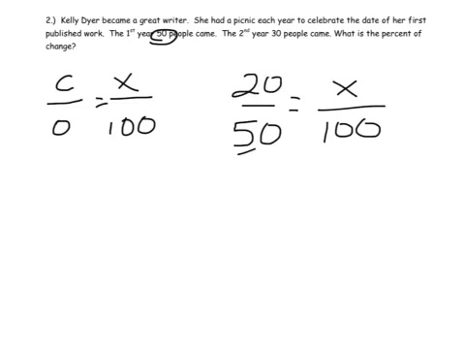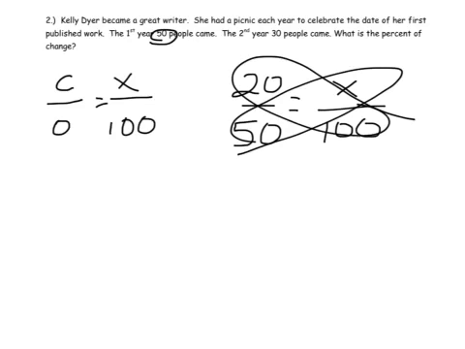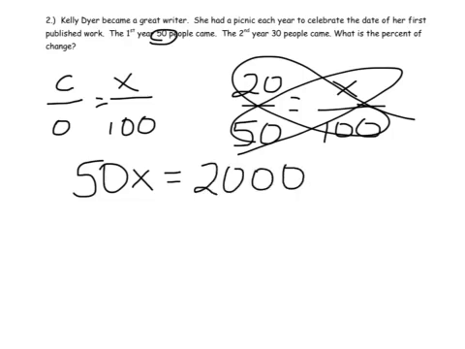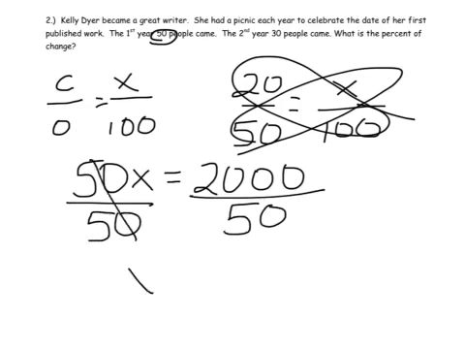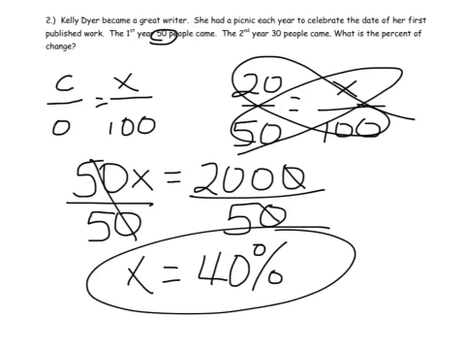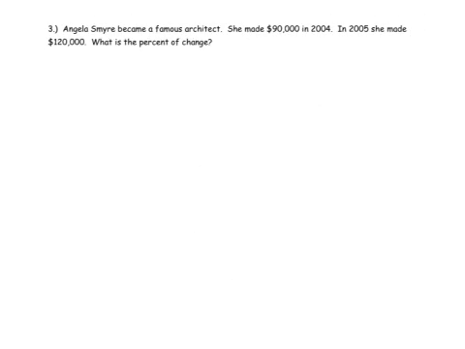So now we can solve. We can cross product. So we would do 50 times x equals 20 times 100, which would be 2,000. I would divide each side. Here, those zeros cancel out, and so we would end up with 40%. There was a 40% change. And you could say here there was a 40% decrease because the number got smaller, if the question wanted you to answer.